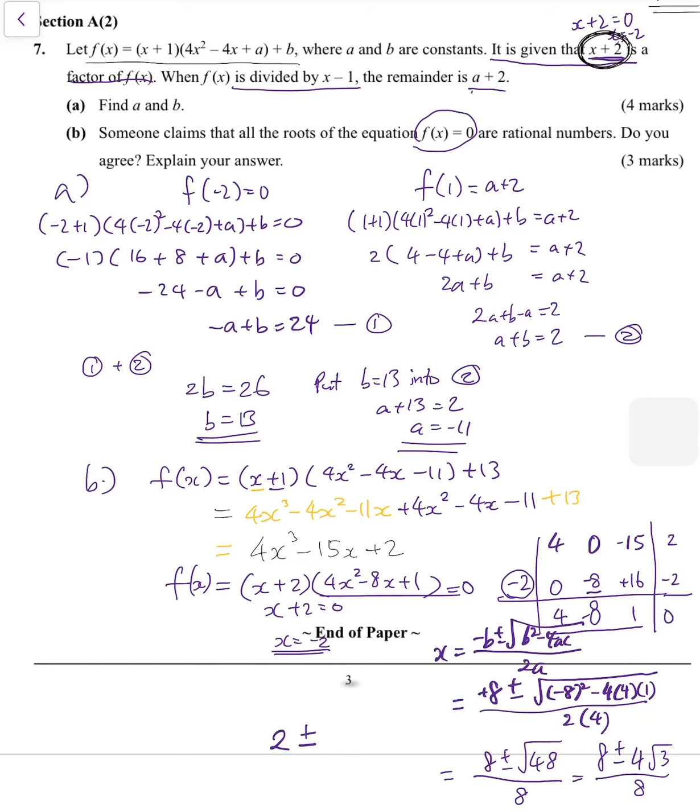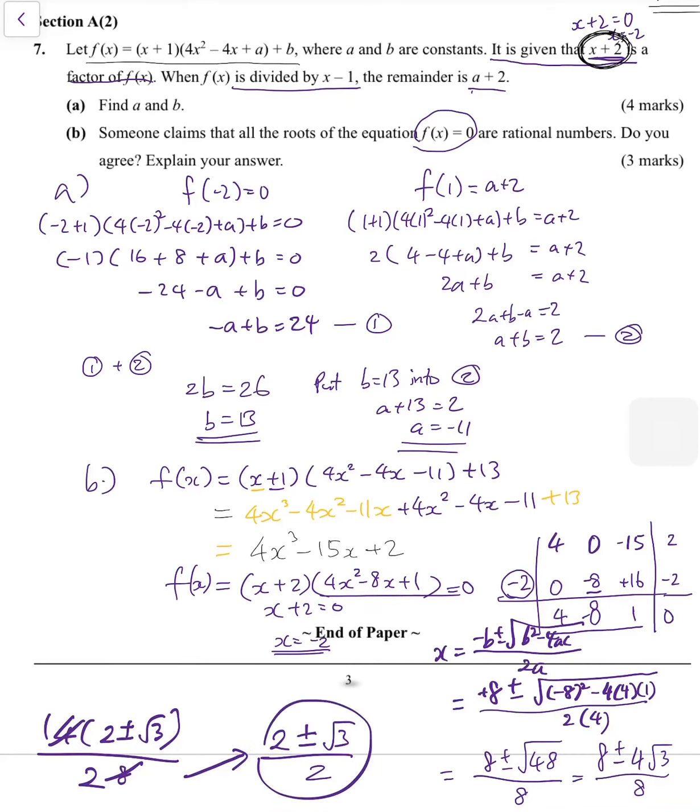And then you can simplify this as a final answer because there's a 4 in all the terms here. You can rewrite it like that, because you basically factorize the 4 out. So you get 2 plus or minus the square root of 3 over 8, and you simplify it like that. Okay, so this is an irrational number, and for that reason the claim is disagreed. Because only one root is rational. These two are not rational, so the claim is disagreed.